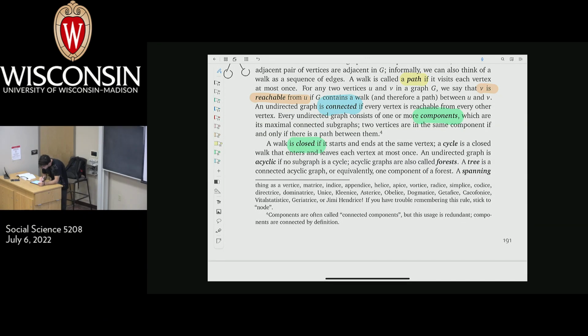A graph is acyclic if it has no cycle. In other words, it has no closed walks either that don't use the same node more than once. Acyclic graphs are called forests in general, but as I said before, if it's also connected, then it's a tree. So a forest is just a bunch of trees, just like the actual word forest means. So you have a bunch of trees.